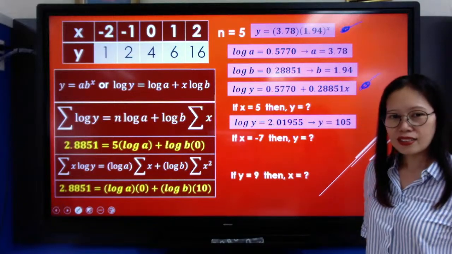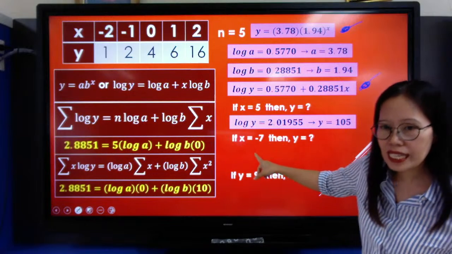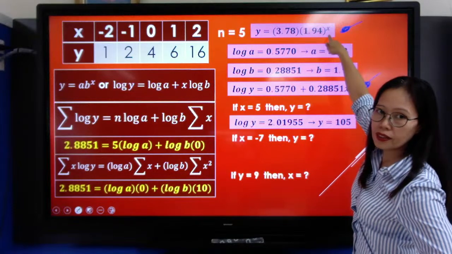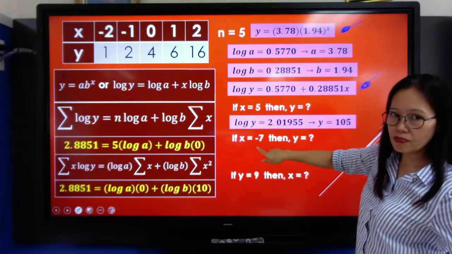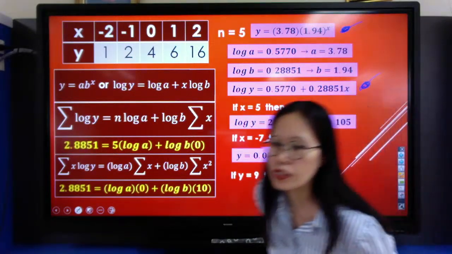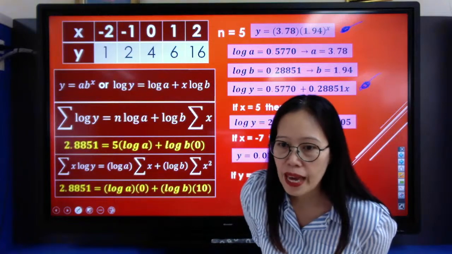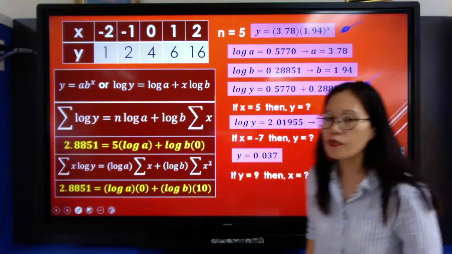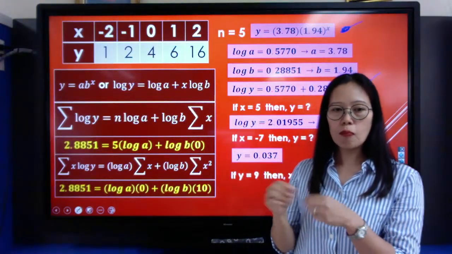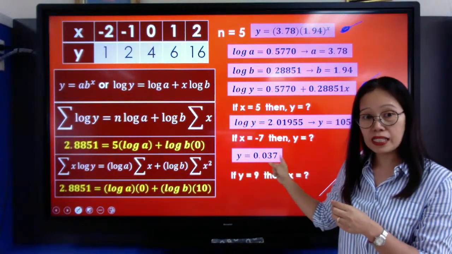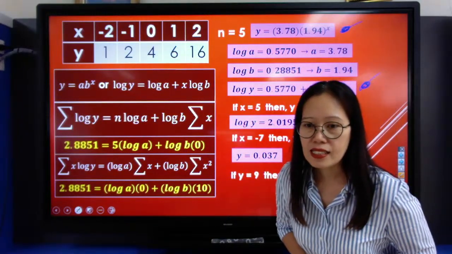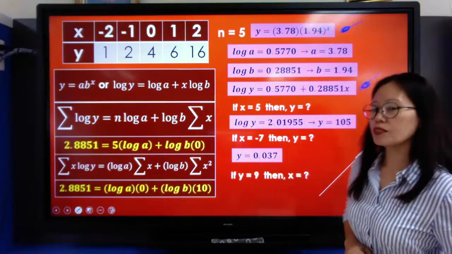Okay. Yeah. What about if x is -7? So all you have to do is to replace this with -7, the exponent there. Yes. Because x is -7. Then solve for y. So we have what? 0.037. Correct? If x, okay, that's correct. If your answer is not the same, just a matter of the decimal point, then it's fine. Okay? Yes. 0.3. Yes, that's correct. Thank you.